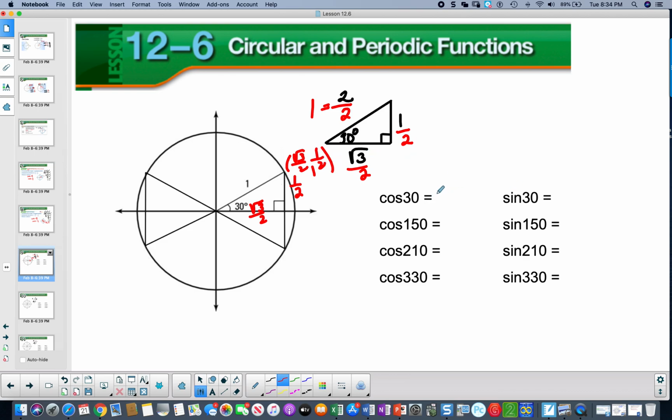Now, as soon as I know the x-coordinate, which is √3/2, and I know the y-coordinate, I know the cosine and the sine. So the cosine is the x-coordinate, and the sine is the y-coordinate. Okay, now this angle right here is 150 degrees.